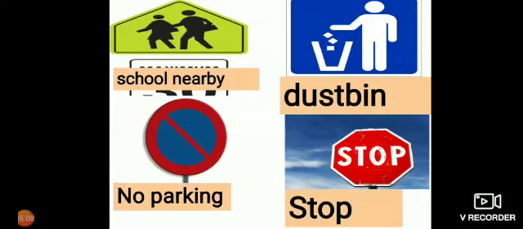Then next picture shows the school nearby. This sign is seen when there is a school nearby. It is a warning for traffic to slow down. Next picture is showing the dustbin. This sign says that you should use dustbins to throw waste in to keep your surroundings clean.